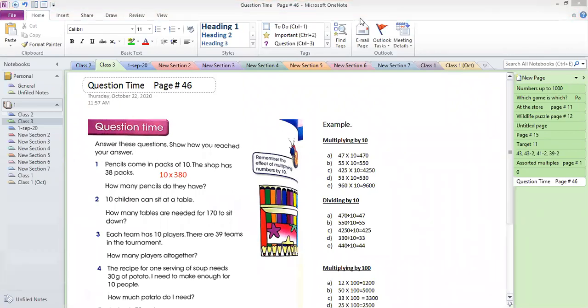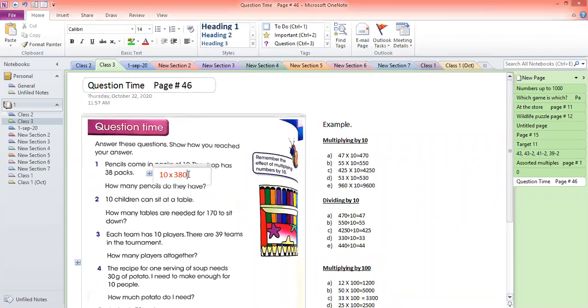All right, guys. So 38 multiplied by 10 equals 380. So how many pencils do they have? They have 380 pencils altogether.